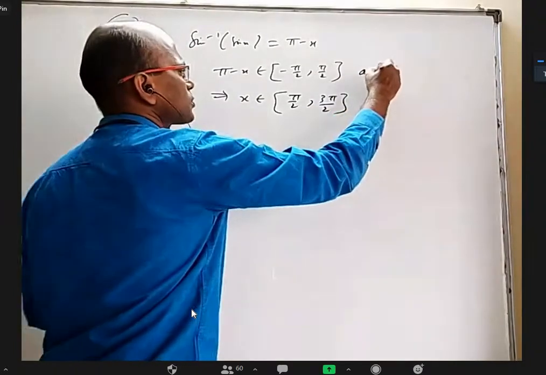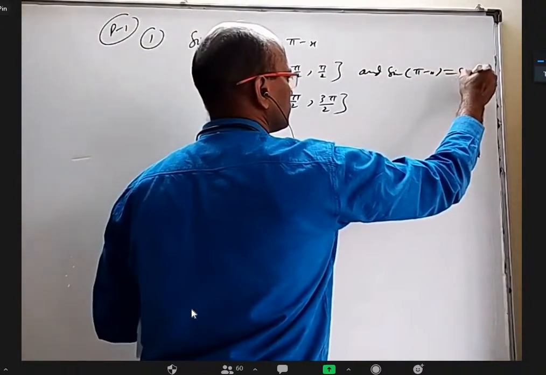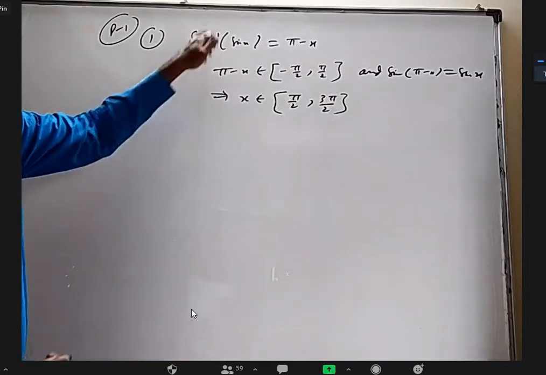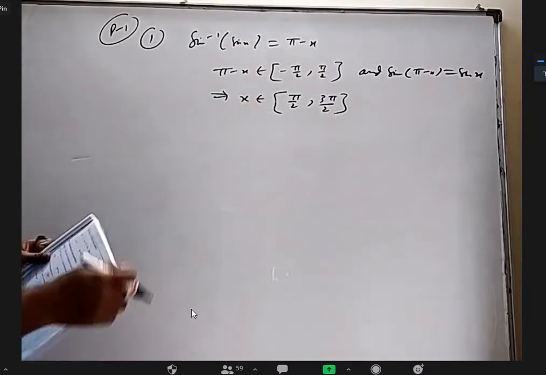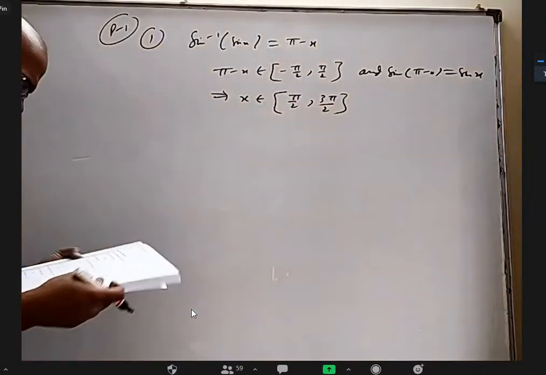And also, of course, sine pi minus x is same as sine x. We can replace sine x with sine pi minus x, and then we can cancel and write pi minus x, provided it is within the principal values. So pi minus x is, these are principal values, for x these are the corresponding values.